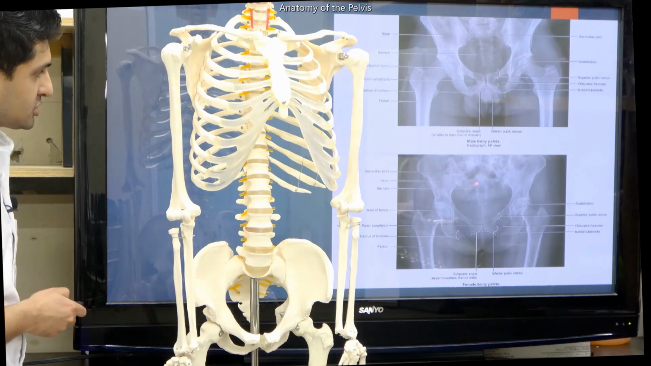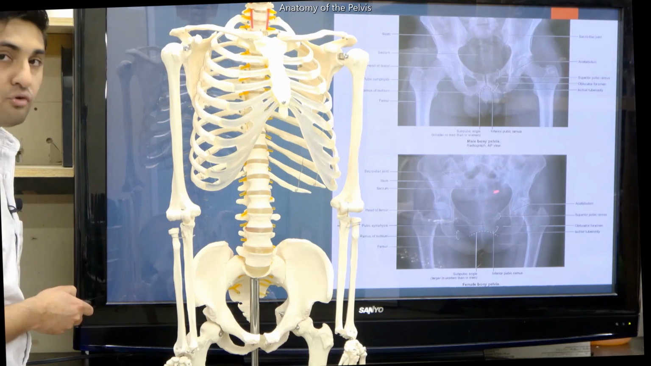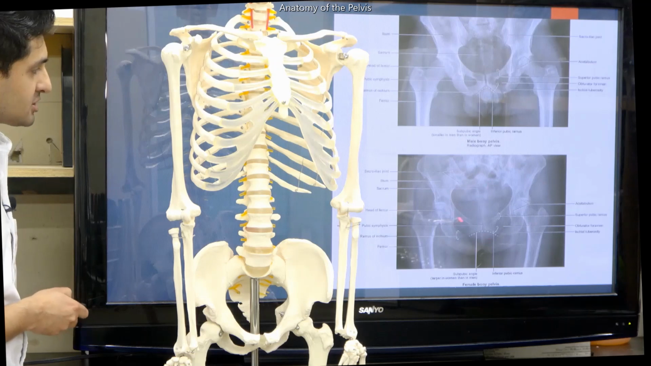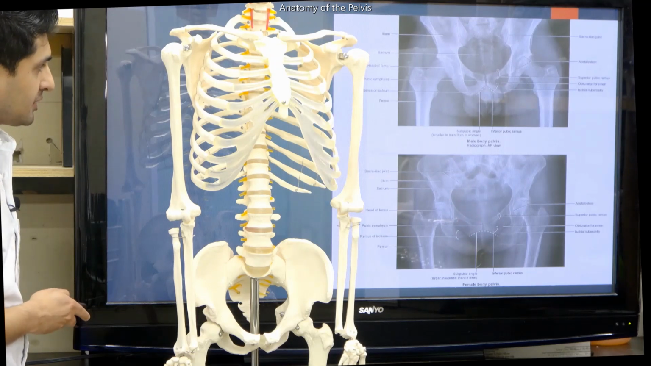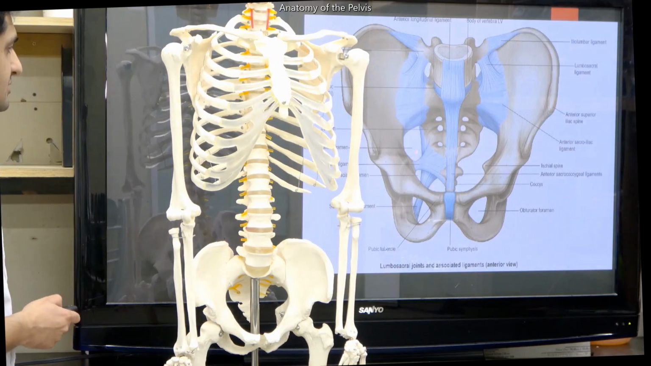And this is a female picture, and the radiograph image, let's talk about. This looks more like an oval shape. It doesn't look like a heart shape. It looks more like an oval shape. Now, this is what I was talking about, the different types of ligaments that we discussed.